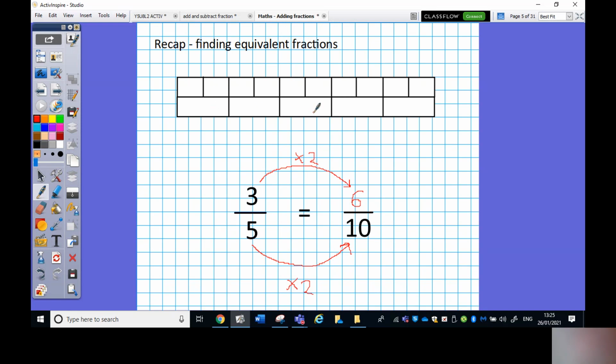We have 3/5, 1, 2, 3. That will be here. And 1, 2, 3, 4, 5, 6, 6/10. So we can see that they are equivalent fractions.